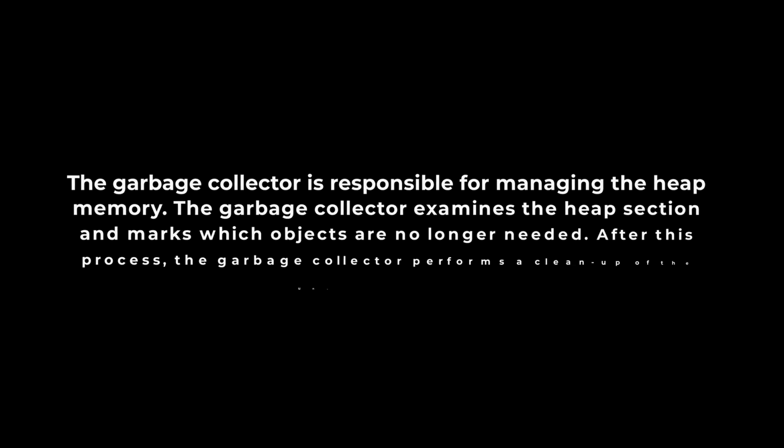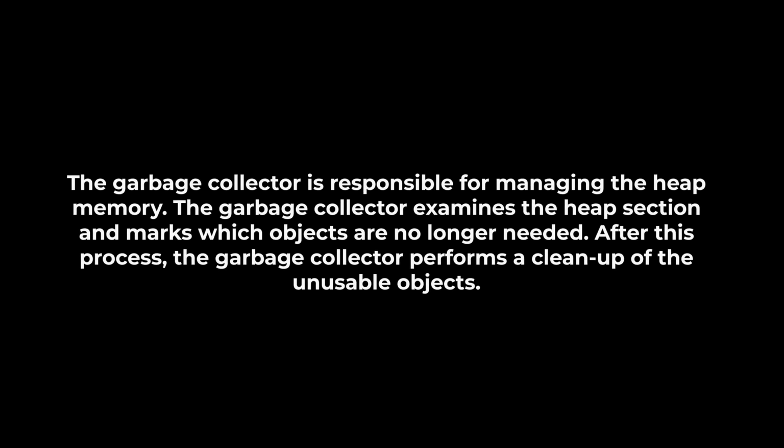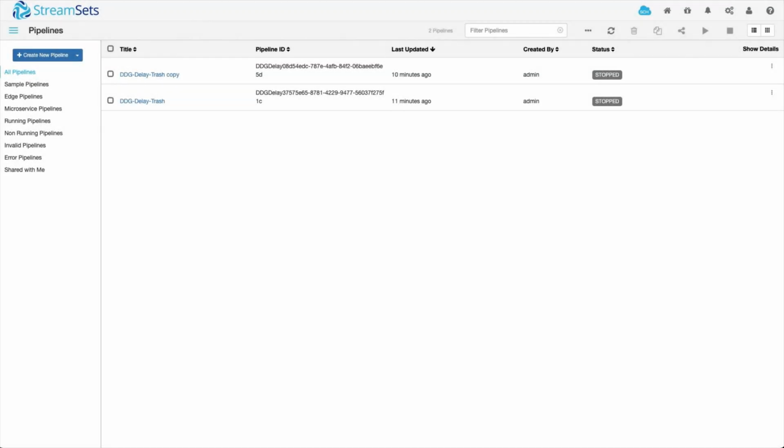The garbage collector is responsible for managing the heap memory. The garbage collector examines the heap section and marks which objects are no longer essential. After the marking process, the garbage collector performs a cleanup of the objects that are no longer essential. Note that although the memory was freed by the garbage collector, this doesn't mean that the memory was also returned to the operating system. The used portion of the heap will now be lower, but the committed part likely remained the same, so the operating system didn't notice the memory change.